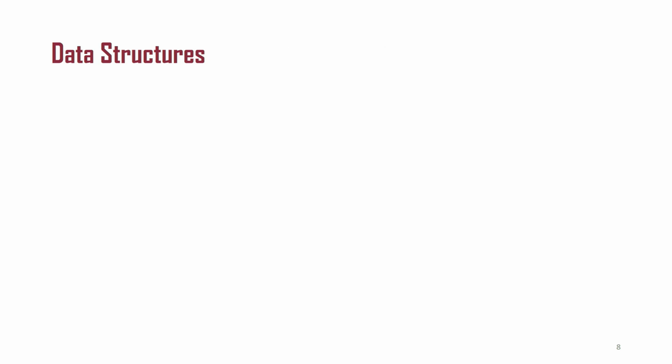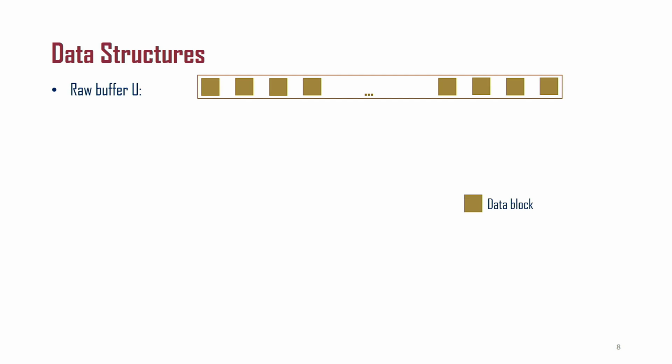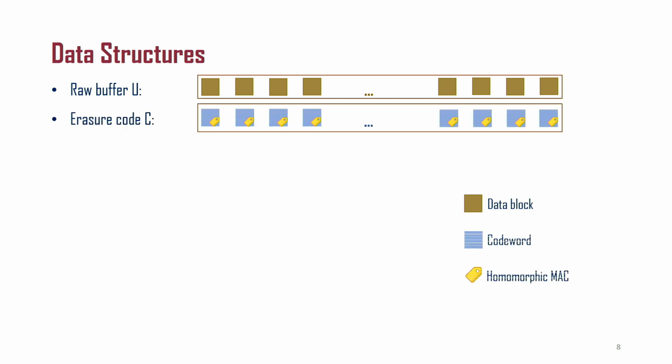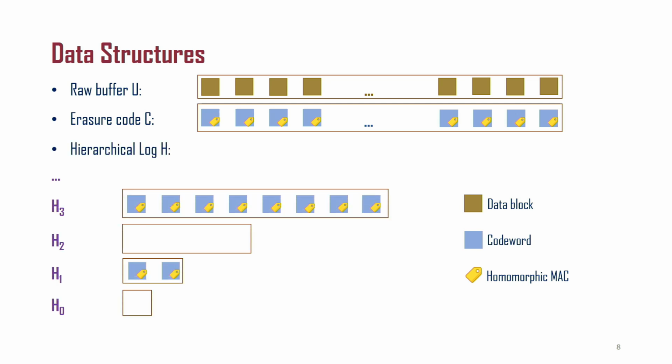As described previously, our data structure includes a raw buffer U, which is integrated with a Merkle tree. The client keeps track of the root of the Merkle tree to verify the integrity of data when reading from raw buffer U. Erasure code C is computed from raw data buffer U, and hierarchical log H. And each codeword block in erasure code C and H is enclosed with a homomorphic mark.